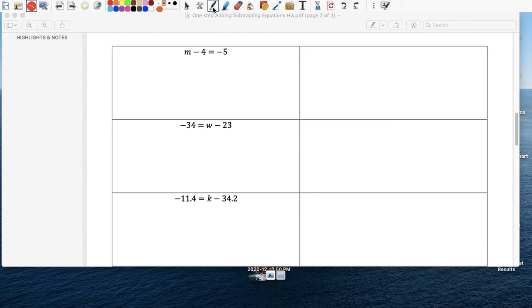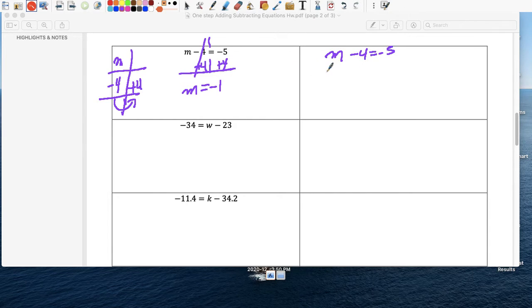So, we have a variable m. Somebody took 4 away from it, minus 4. So in order to undo that, we're going to do plus 4. So left and right, plus 4, this one is easy. M equals negative 1. So to check, replace the m with negative 1. Is negative 1 minus 4 really negative 5? Yes, it is.